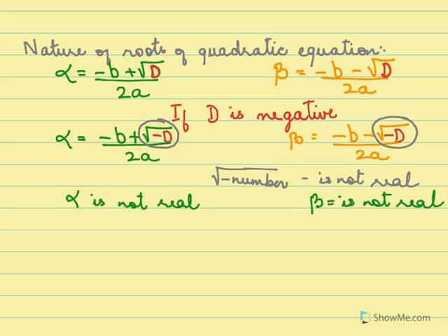So we'll write the first condition: if D is negative, roots are not real. We need to remember this.